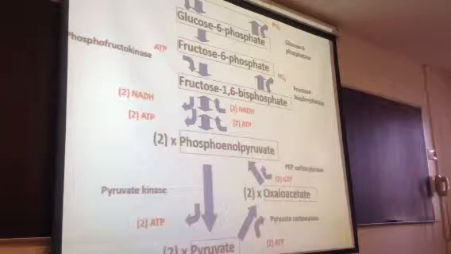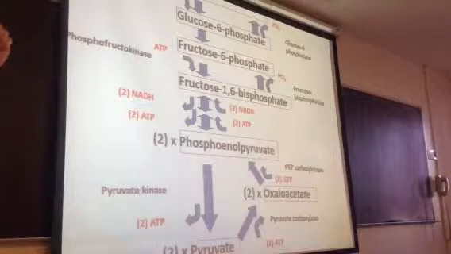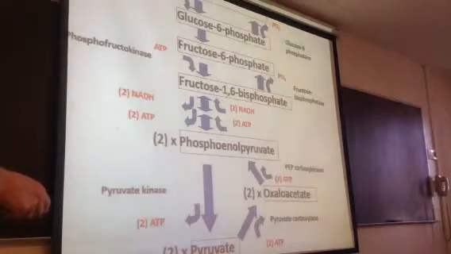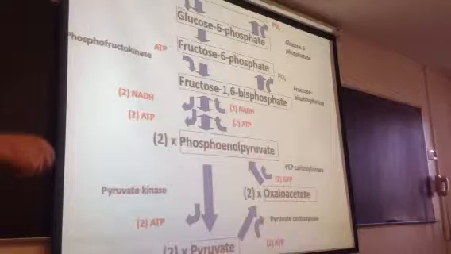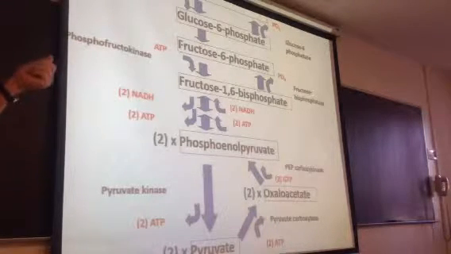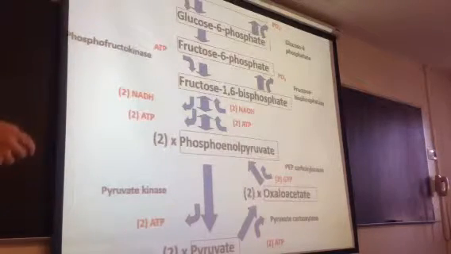Both are theoretically possible because they're both energetically downhill. It's just a question of what regulatory dials you adjust. So by putting regulatory enzymes in glycolysis that are separate from the regulatory enzymes of gluconeogenesis, you can switch one on and the other off at the same time. So they're not working at cross purposes.